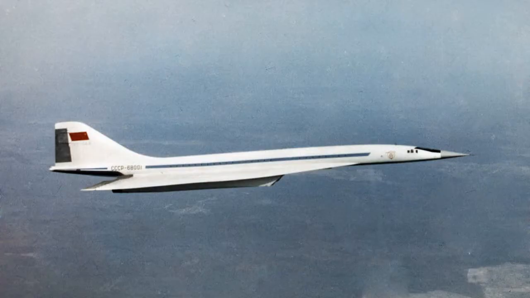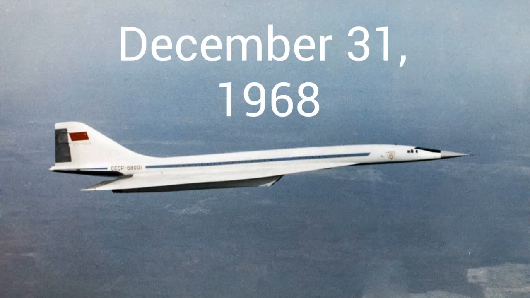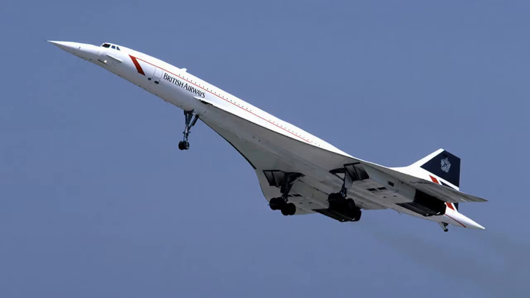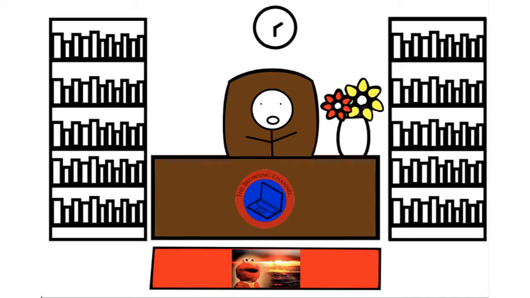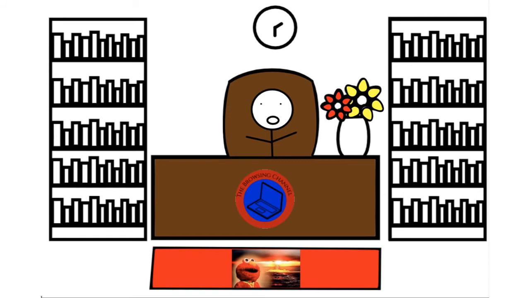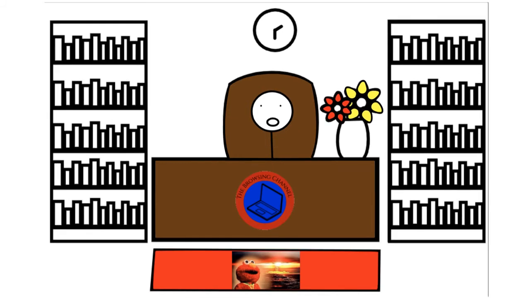Ten years later, the Soviets' Tupolev 144 took its first flight on December 31st, 1968. Then the British-French Concorde took flight on March 2nd, 1969. Wait, hold on. These planes look familiar. I mean, it was during the Cold War era. Maybe someone stole the other designs. I don't know, but both of these planes were the first supersonic passenger planes.